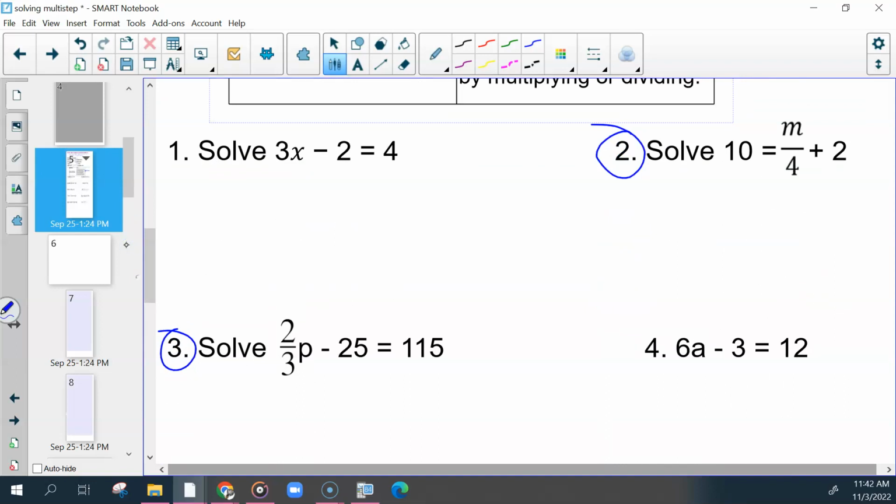So with a lot of these problems, there are multiple ways to do them. It's your preference as to which one or which way you choose. So we'll do one way and then the other. For this, we're trying to get m by itself, so we need to get rid of the 4, get rid of the 2. What do you think we should do first?